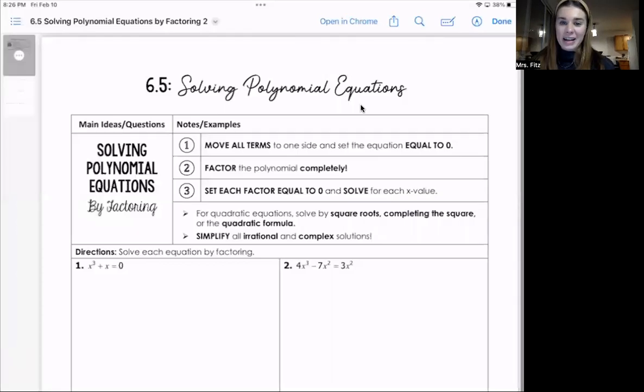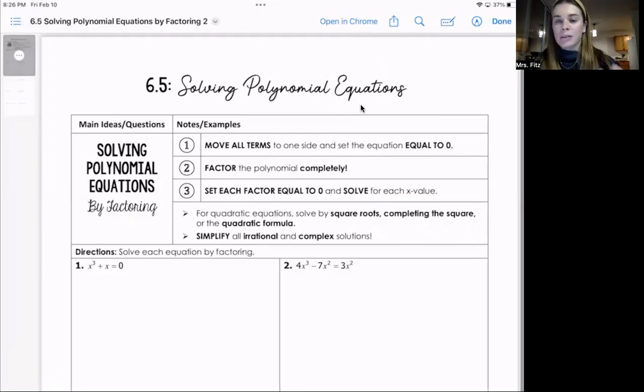Hi everyone, I am Mrs. Fitzpatrick, and today we're going to be doing lesson 6.5, which is about solving polynomial equations. And in this lesson, we're really just going to solve them by factoring. So we are going to go ahead and start with doing all the odd problems together. Once I do those, go ahead and work on the even ones on your own.